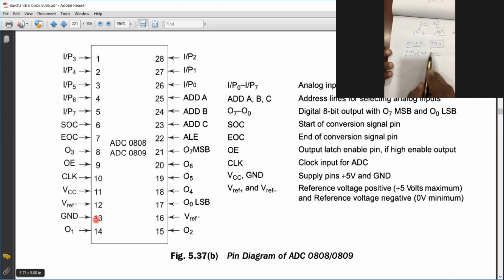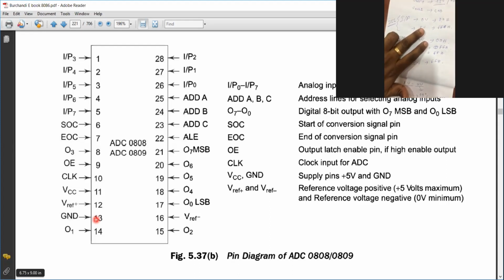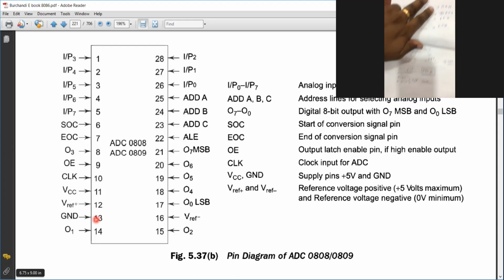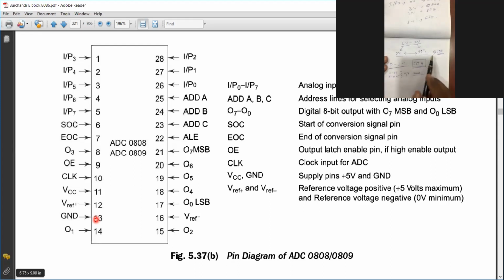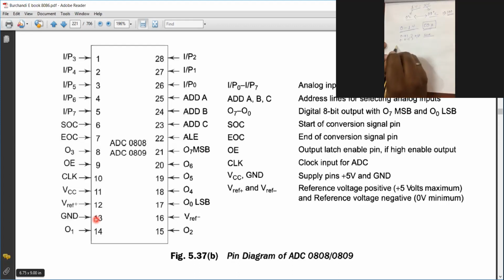In this range, what will be the maximum change per volt? 50. So you will get 0 degrees centigrade, then 2 degrees, then 4 degrees, like 6 degrees centigrade. You cannot get 1 or 3. So how can it be done? Say I set V reference minus as 1 volt, and V reference plus as 2 volt. What will happen?